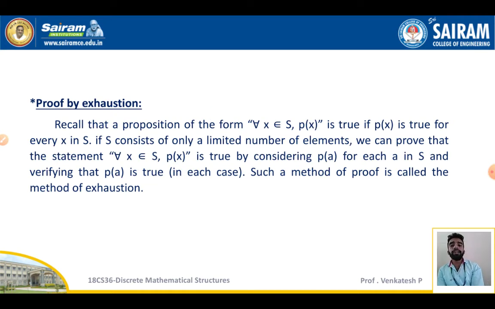Next one is proof by exhaustion. First I'm going to recall that a proposition of the form for all x belongs to S, P of x, is true if P of x is true for every x in S. So if S consists of only a limited number of elements, we can prove that the statement for all x belongs to S, P of x, is true by taking the statement P of A for each A in the universe S and verifying that P of A is true in each case. Such a method of proof is called the method of exhaustion.